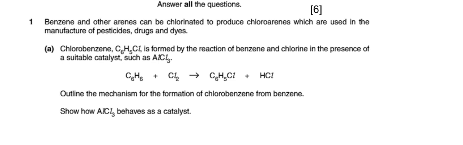Now, the important bit of the question then: outline the mechanism for the formation of chlorobenzene from benzene and show how AlCl3 behaves as a catalyst. So that's the job that we've got to do. Just shift that out of the way a little bit so we can concentrate on what we've actually got to do. Okay, so for 6 marks this question. Before we start, we need to answer 2 questions. Firstly, what is the name of this mechanism? And secondly, what is our electrophile?